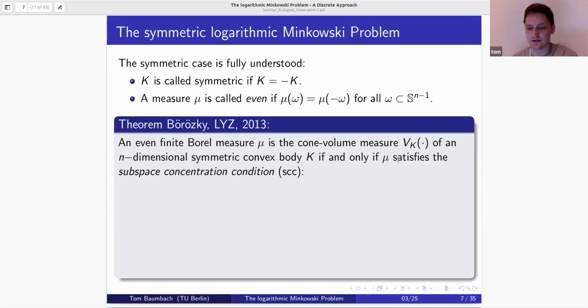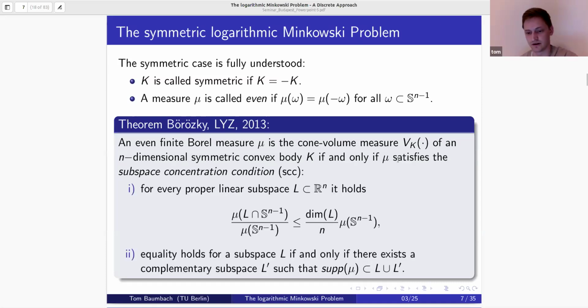But here's the theorem: an even finite Borel measure mu is the cone volume measure of an n-dimensional symmetric convex body K if and only if mu satisfies the subspace concentration condition, which reads as follows. First of all, for every proper linear subspace L contained in R^n, it holds that mu of L intersected with the unit sphere over mu of the whole unit sphere is less than or equal to the dimension of L over n times the measure mu on the unit sphere.